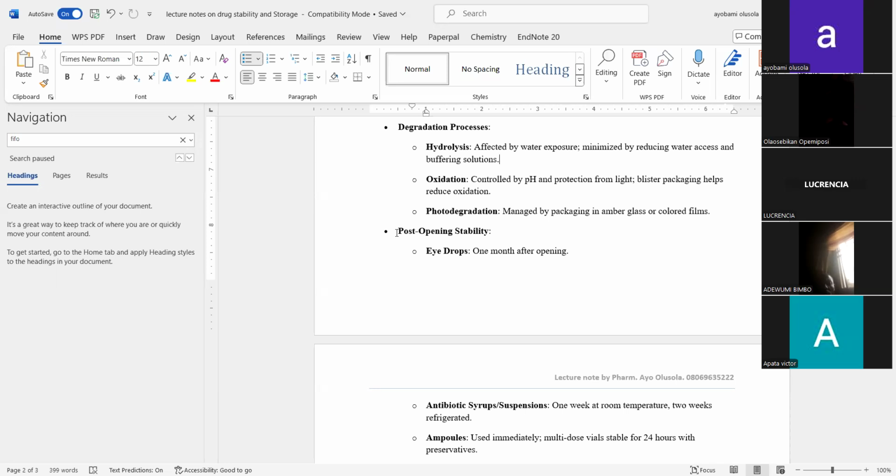For instance, eye drops: after 1 month of opening, you must discard it. That's for eye drops. After 1 month of opening, you must discard your eye drop. So if you see an eye drop and the expiry date on it is 2030, but once you try to open it you see that they've opened that eye drop, forget it, don't use it.